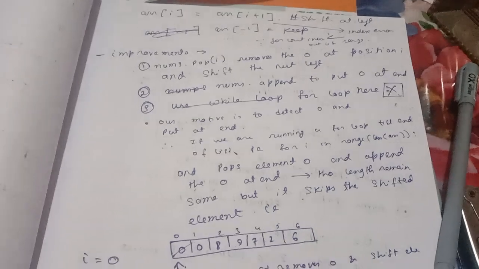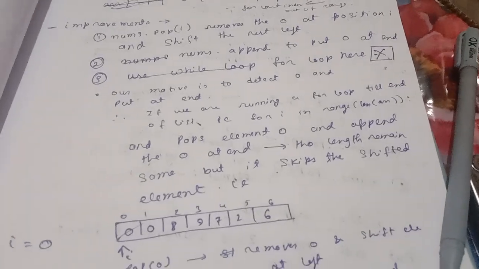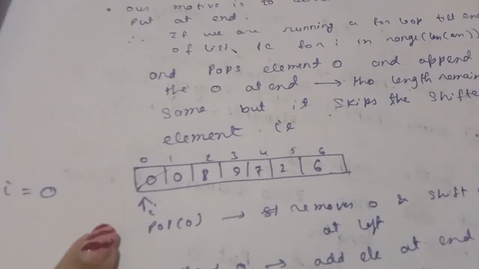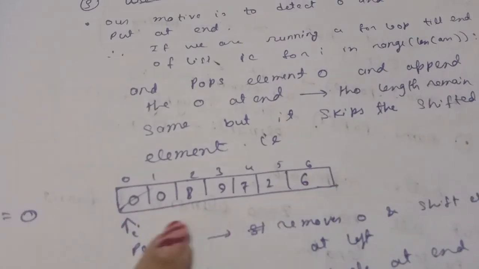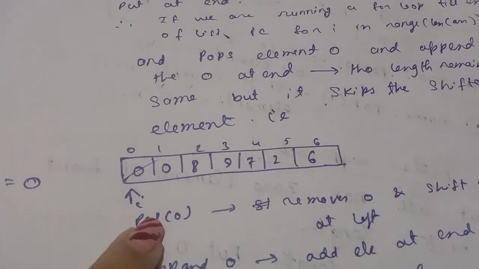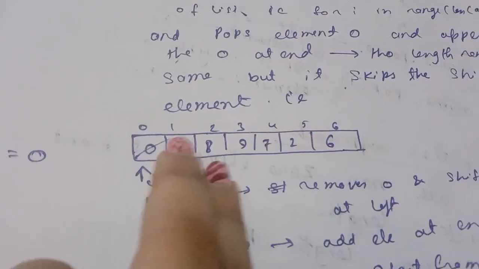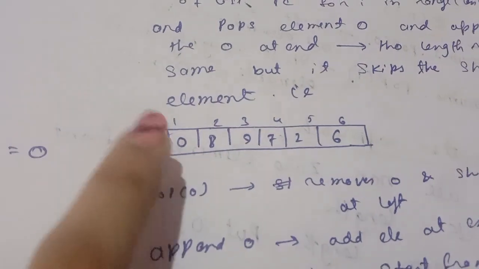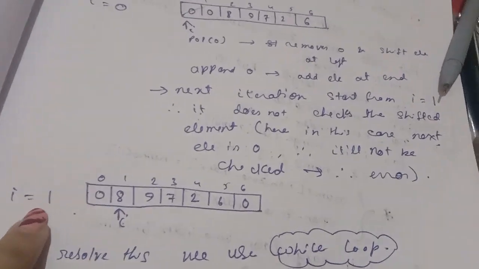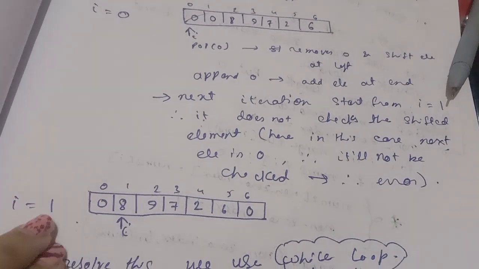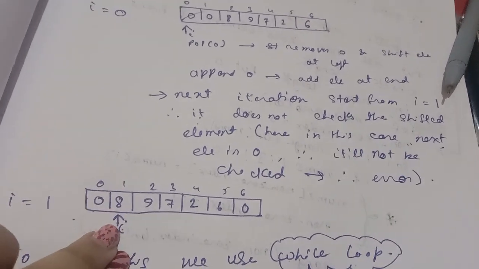Why? Because for a for loop we know that each step follows one iteration, right? What happens at i equal to 0? This is the i equal to 0 iteration. This is our initial array. So first we encounter a 0. When we encounter a 0, we pop the 0, and then automatically all the elements are shifted to the left. But in the second iteration, we know the for loop's property: i will be equal to 1. So i is pointing to 1.